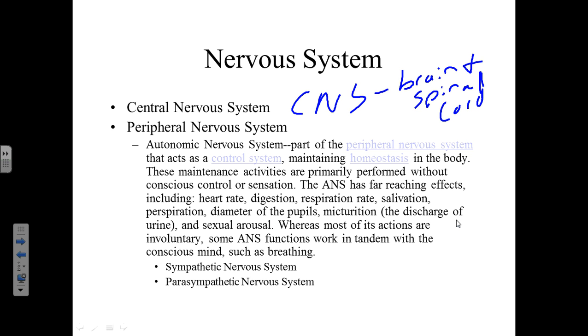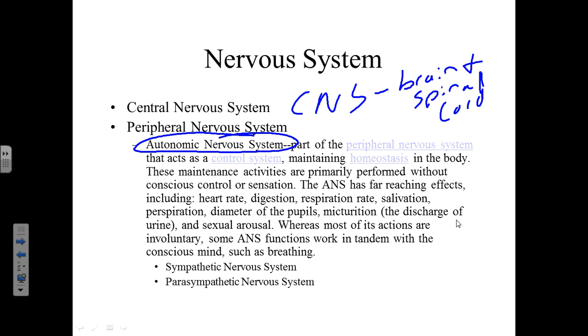The rest of your nervous system, the parts of the nervous system that branch off the central nervous system, are called the peripheral nervous system. What's peripheral mean? Like around, outside. So these are the nerves that branch off the CNS, the peripheral nervous system. And that's broken down into several pieces. One division of the peripheral nervous system is the autonomic nervous system.